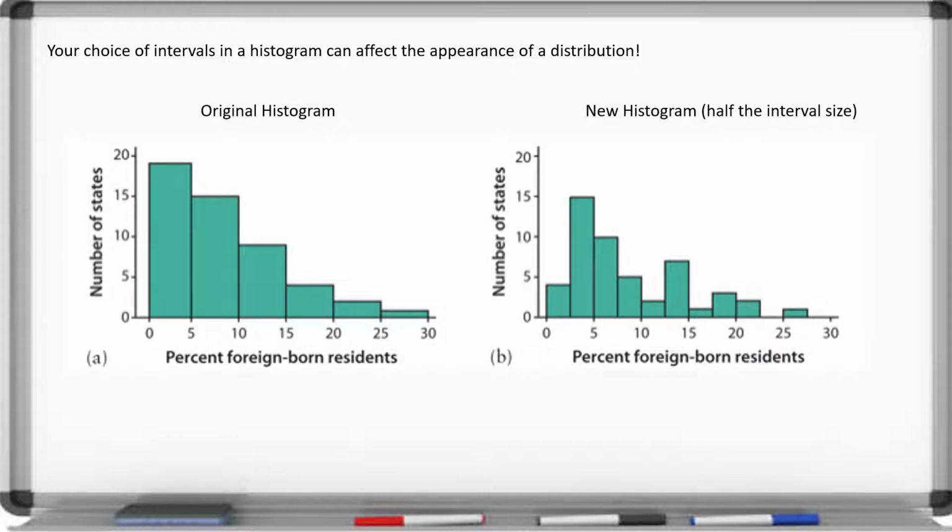All right. So your choice of intervals in a histogram can obviously affect the appearance of a distribution. So for example, on the left side is our original histogram with our interval of size 5. And the right side, if we halve the interval size and make the intervals 2.5 units wide, then we get this distribution. So obviously these two distributions look different. However, they're both skewed to the right, but the details are a little bit different. So keep in mind that when you're choosing the intervals, you can affect the actual shape of the distribution. So you want to make sure that you don't have too many intervals, but you don't want to have too few intervals. So therefore, that'll change your interval size.